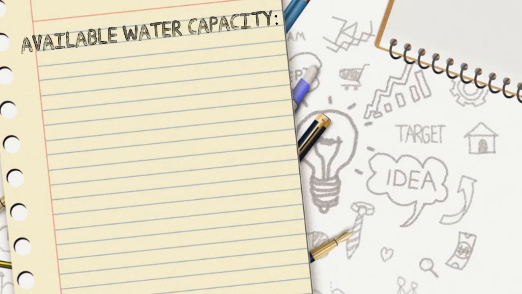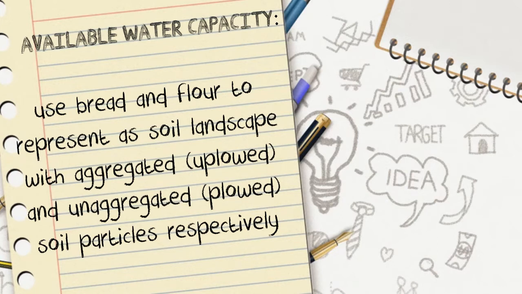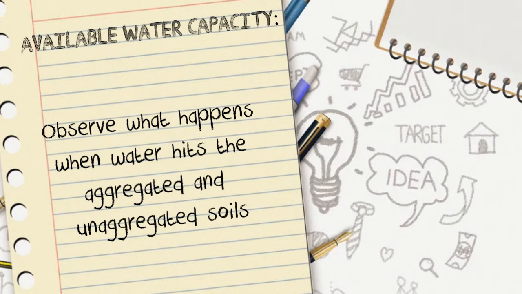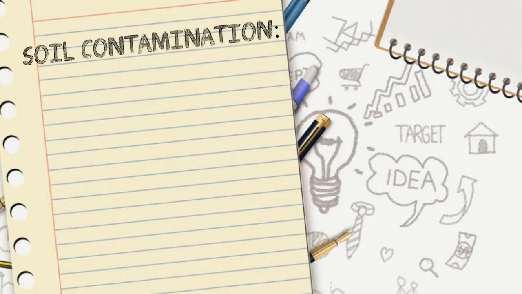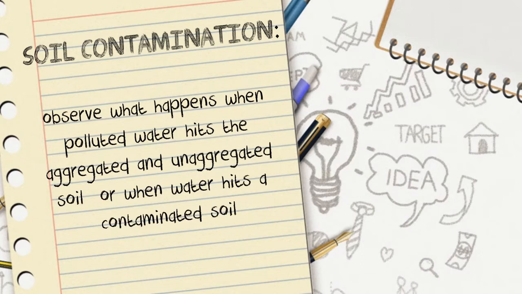health. For the first part, available water capacity, use bread and flour to represent a soil landscape with aggregated and unaggregated soil particles respectively. Observe what happens when water hits the aggregated and unaggregated soils. For the second part, soil contamination. Observe what happens when polluted water hits the aggregated and unaggregated soil or when water hits a contaminated soil.